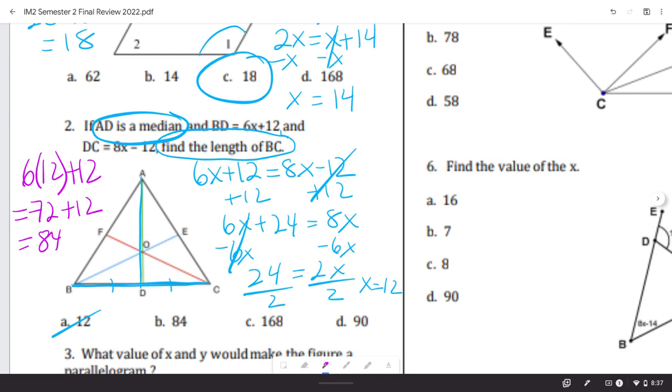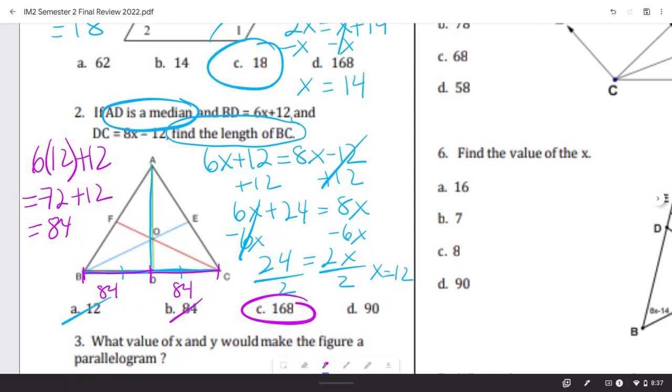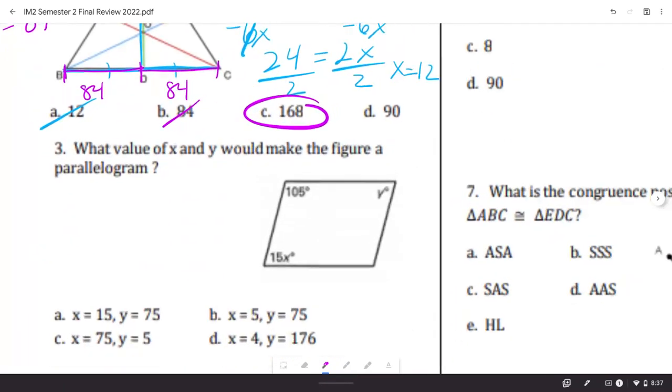Now, understand that it's only from here to here. That is 84. Okay, so if that's 84, then this is also 84 because they're equal. And so make sure you don't write 84. Make sure that you read the directions carefully. That's going to be 168. All right, let's look at number 3.